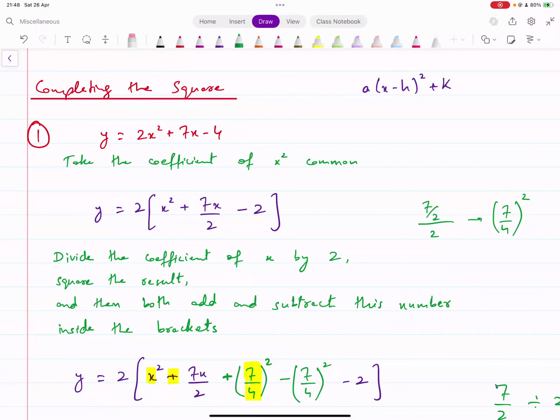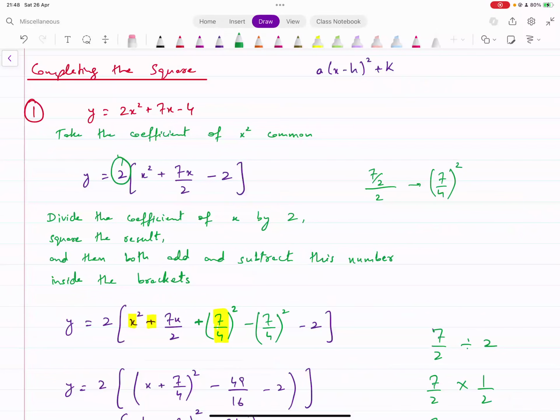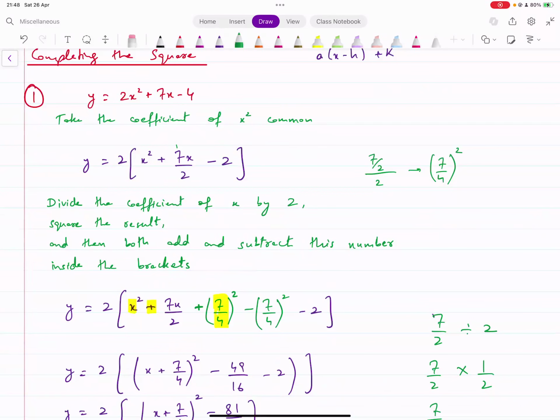Whatever is the coefficient of x squared, you take that common outside. You have to make that coefficient 1 first of all. So you take 2 common. And then the coefficient of x, after you've taken 2 common outside, you divide this number by 2. 7 over 2 divided by 2, what does that give you? That gives you 7 over 4.